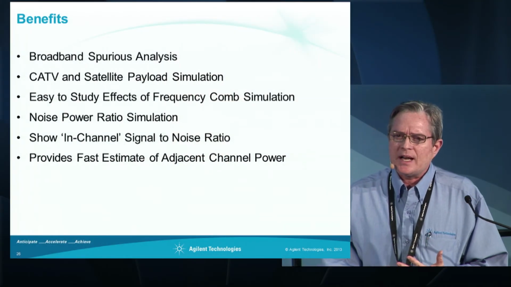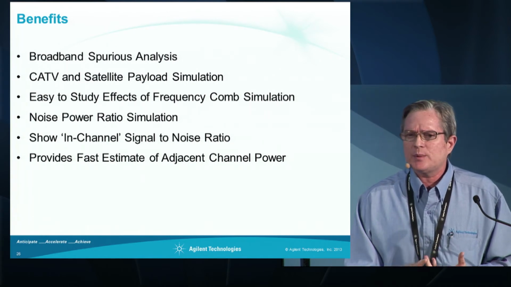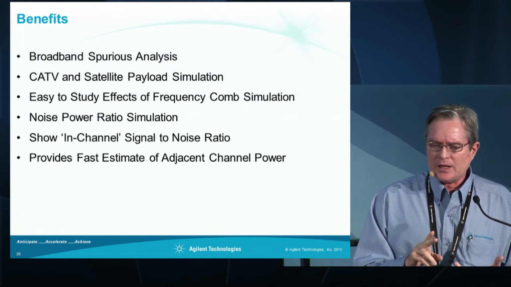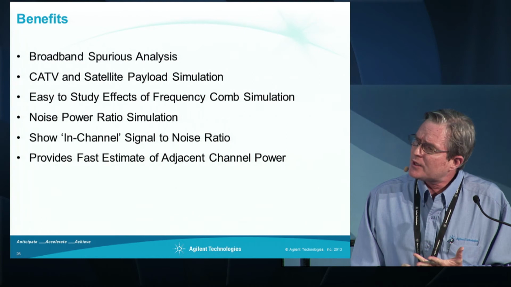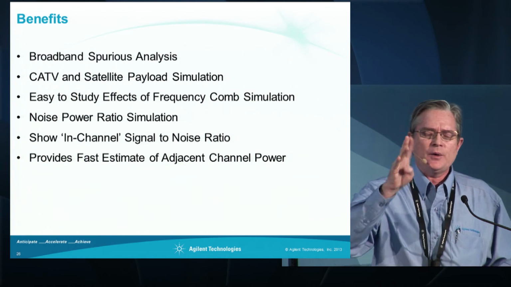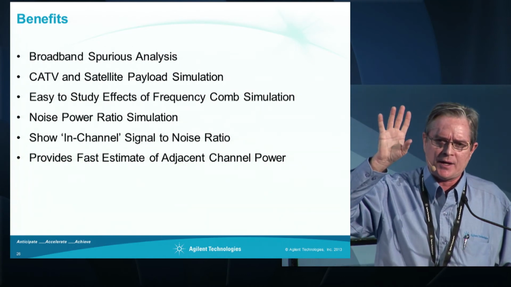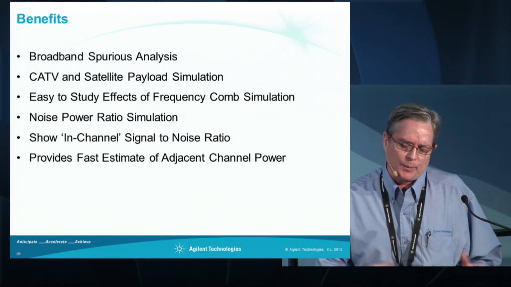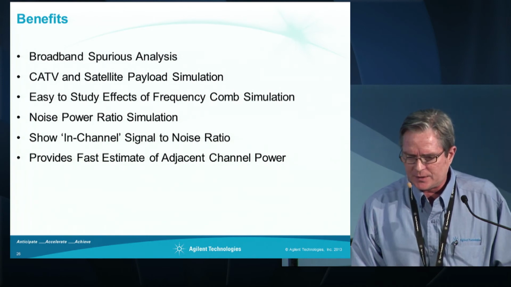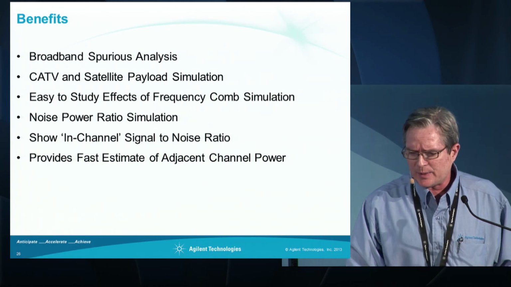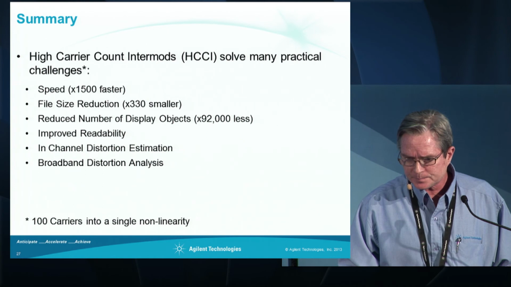All right, so the benefit of this technique is broadband spurious analysis. It's very fast. If you're doing cable TV, maybe payload simulations where you need a large number of carriers. If you want to do any type of effects by using a frequency comb. It's very common to do a noise power ratio test where you have several carriers, and then usually you drop a few carriers and measure the intermods so you can see what the intermod level is, and that's very common. But with this technique, you can see the intermods underneath the signals. You can get in-channel signal-to-noise ratio, which is a great benefit and provides fast estimation of the adjacent channel power.